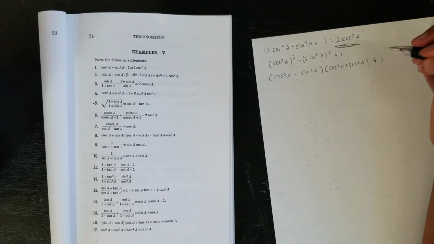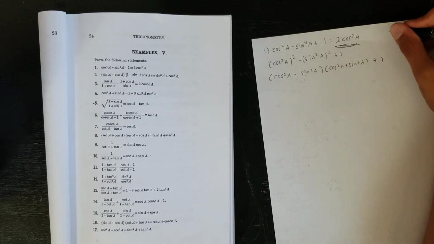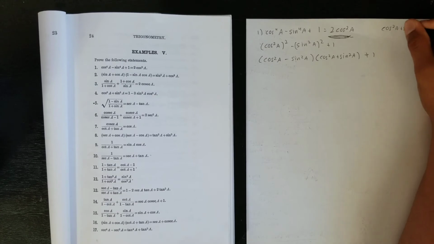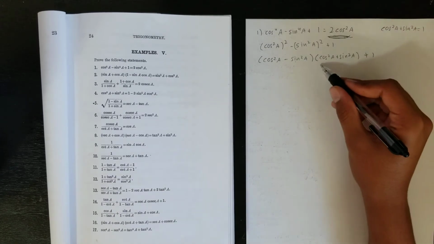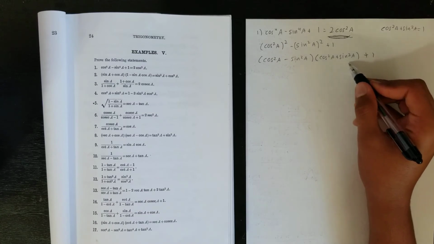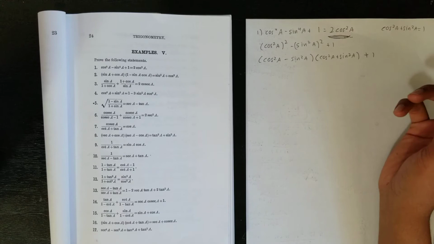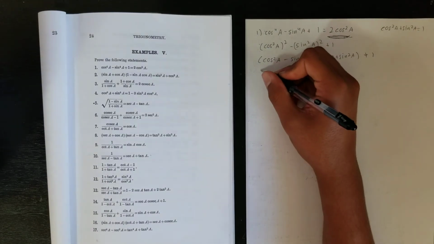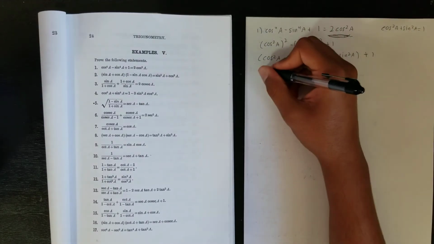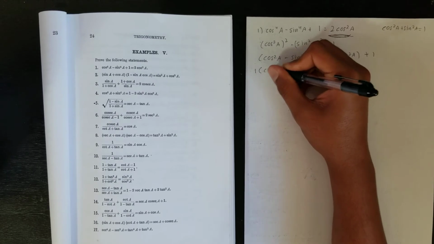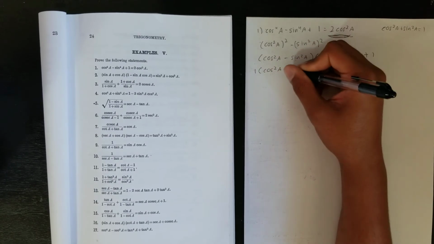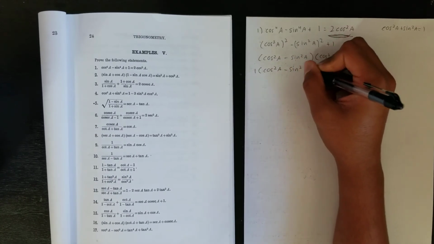And now I can see one of our formulas being in use. We have our formula cos squared a plus sine squared a is equal to 1. And what we have over here is cos squared a plus sine squared a, and that is definitely going to be equal to 1. So now we've simplified this so much already, so it's going to be 1 times cos squared a minus sine squared a.